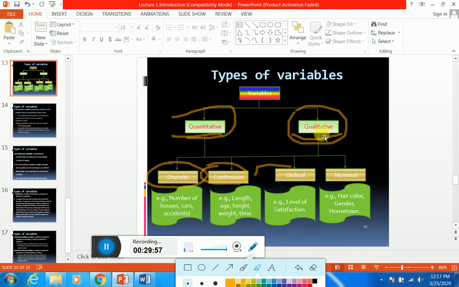Under qualitative, the next is nominal. Look here, nominal. By the name it is clear, nominal. Nominal is that variable which basically categorizes the whole data.